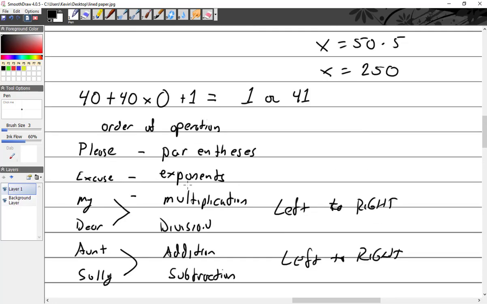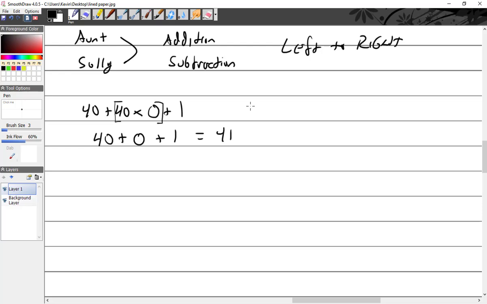I was thinking if I put parentheses around 40 plus 40, then multiplied it by 0, then added 1, it would be 1. Sure. And the point is, if you went from left to right, 40 plus 40 is 80, times 0 is 0, plus 1, you would get 1. But that isn't the proper order of operation. The proper order would be written like this. First you do what is in parentheses, and so you would get 41.